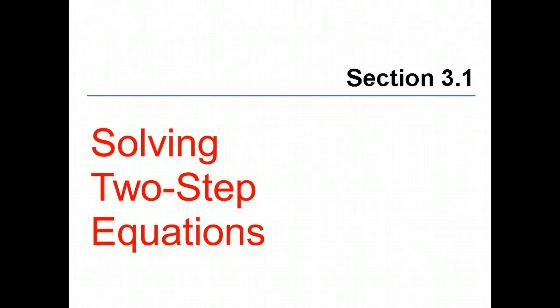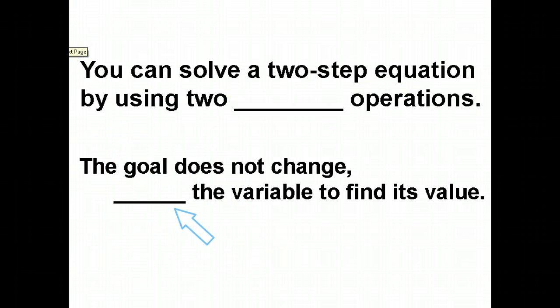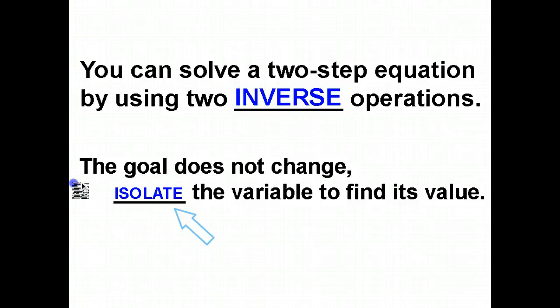Today we're going to look at section 3.1 on solving two-step equations. You can solve a two-step equation by using two inverse operations. Remember that the goal does not change. We still want to isolate the variable to find its value.